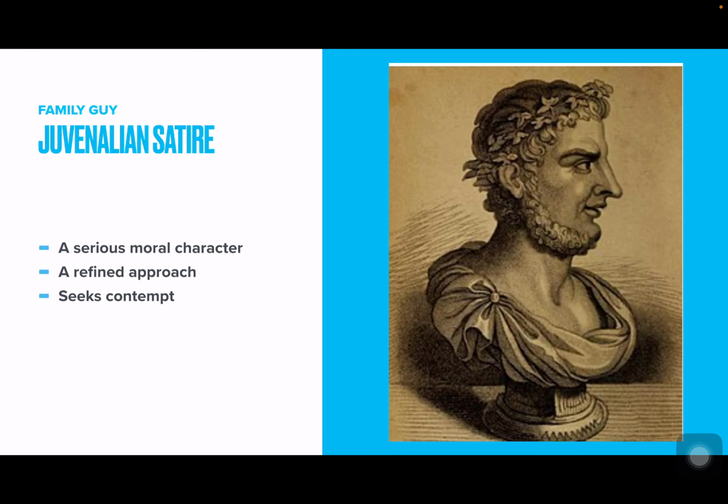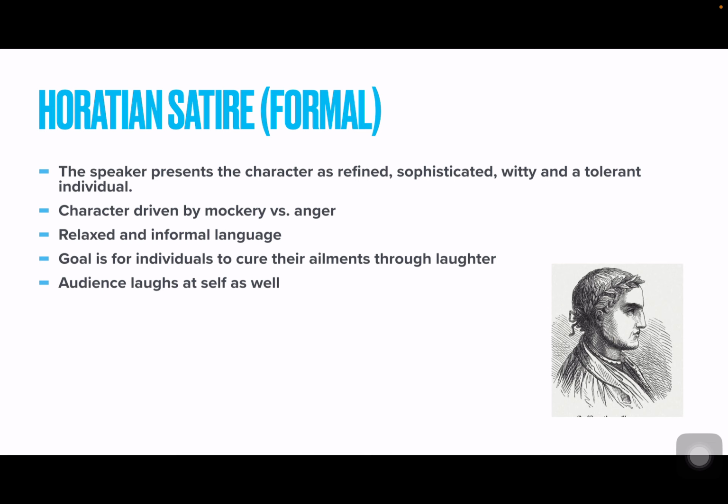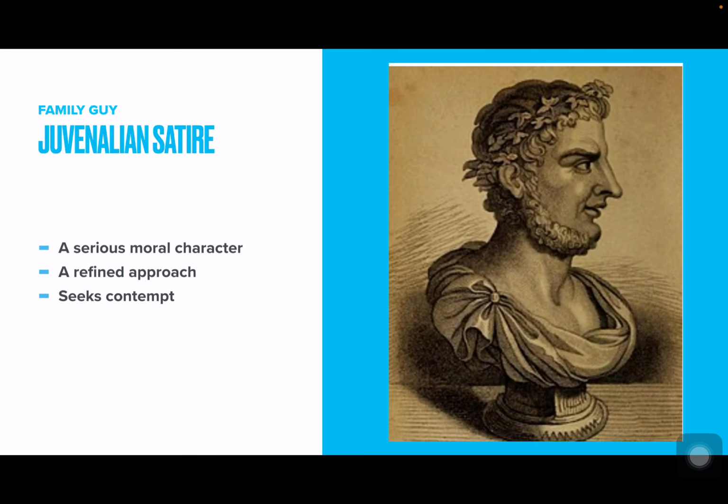Then we have the Juvenalian satire, another Roman satirist, a serious moral character. If you look at maybe Family Guy, you might see some cartoons where they exhibit some Juvenalian satire, and it definitely seeks contempt. Whereas if you go back to the Horatian satire, it's more that we're all laughing and we just want to laugh and make it funny and we want to make things better. But in Juvenalian satire, there's a lot of contempt. It's perhaps even anger exhibited throughout the work.